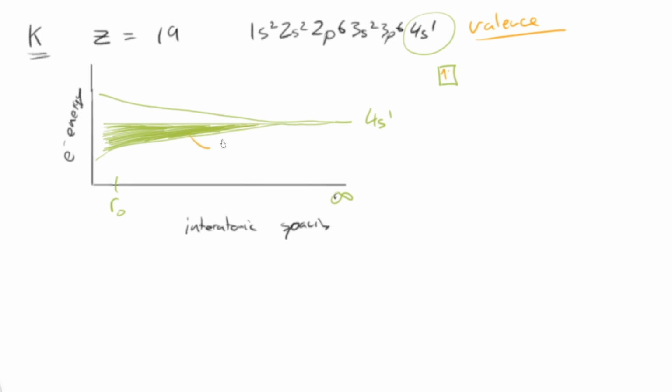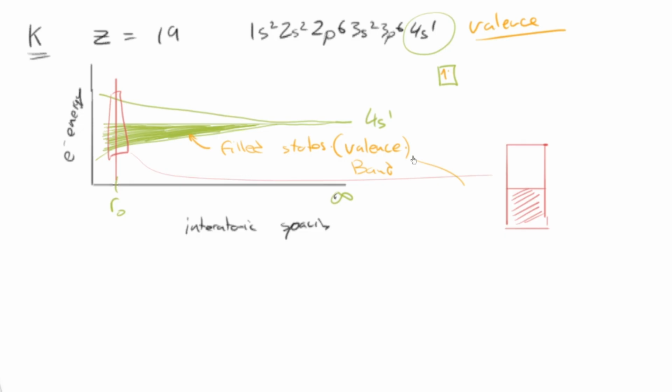So this is then the filled states, and that's the valence band. Remember, we get the band structure just by saying, at R equals R naught in the solid, we draw a little two-dimensional sketch of that. So it would just look like this. And we've got these occupied states, the valence band. Over here it would be this.